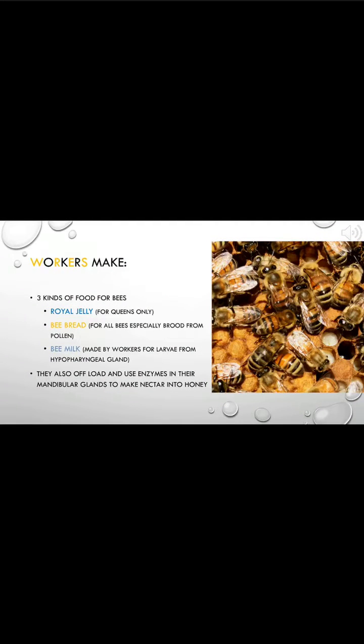Workers make three kinds of food for bees: royal jelly, which is reserved for developing queen bees; bee bread, which is consumed by all the bees, especially the brood, through pollen; lastly, the bee milk, which is made by the worker from the hypopharyngeal glands to feed the larvae. Honeybees use the enzymes in their mandibular glands to make nectar into honey.